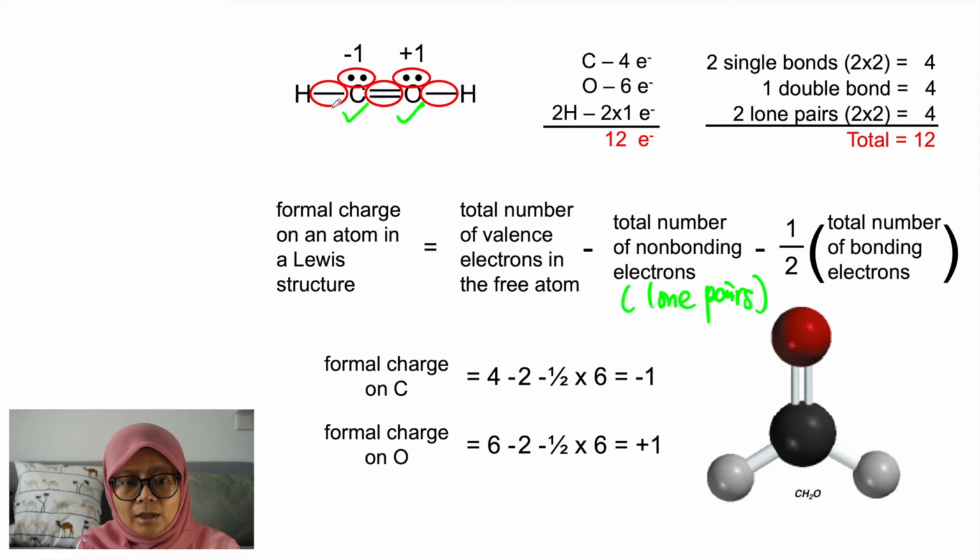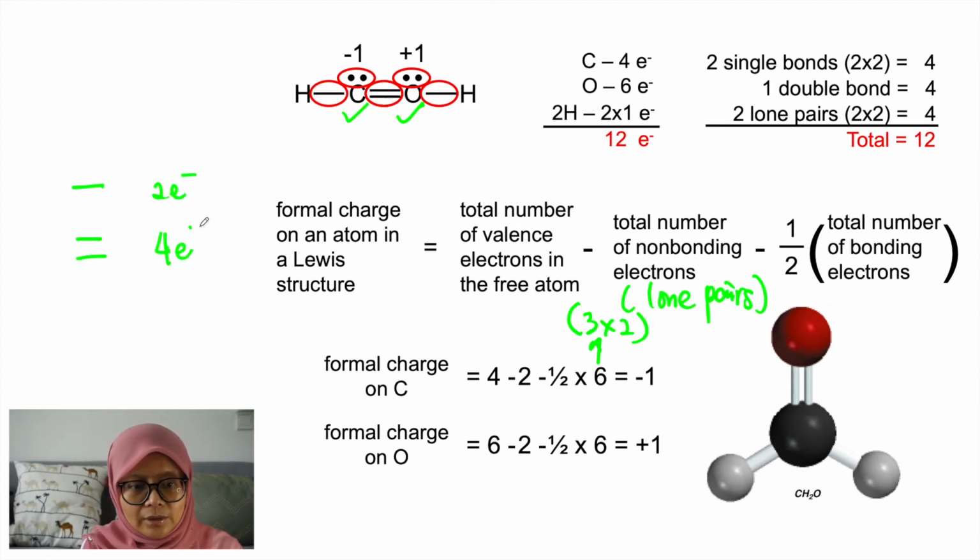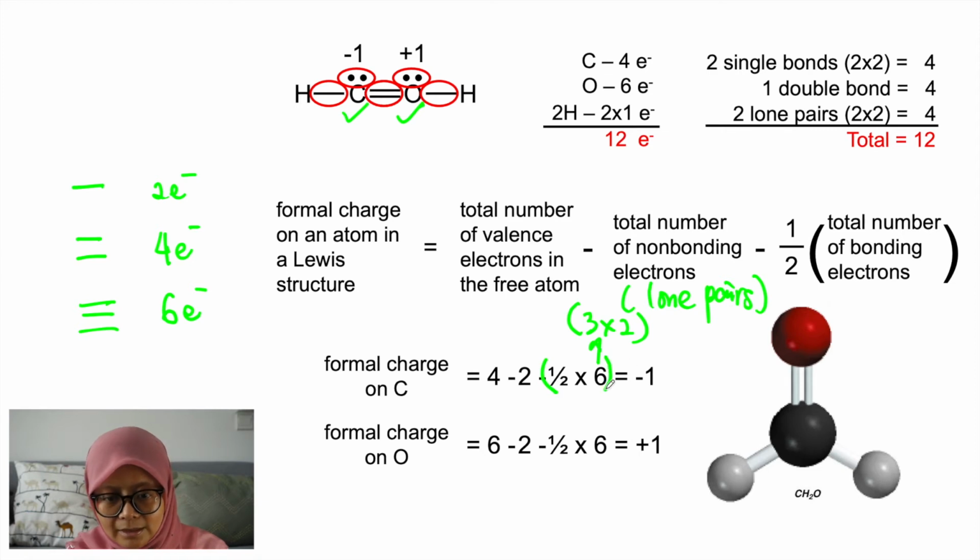So how many bonds do we have? The bonds that we have here are 1, 2, 3. 3 bonds, and 1 bond gives us 2 electrons. So here it is 3 times 2. 1 bond equals 2 electrons, 2 bonds equal 4 electrons, and a triple bond equals 6 electrons. So 4 minus 2 minus half times 6. We will have the carbon here as -1.